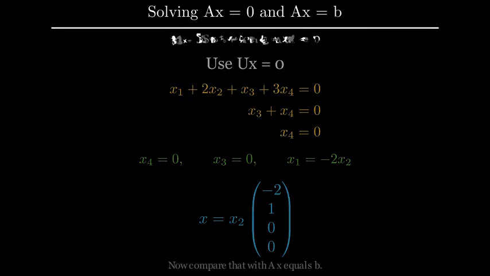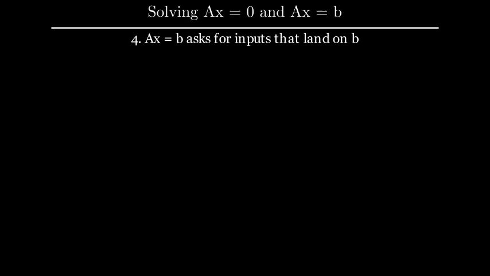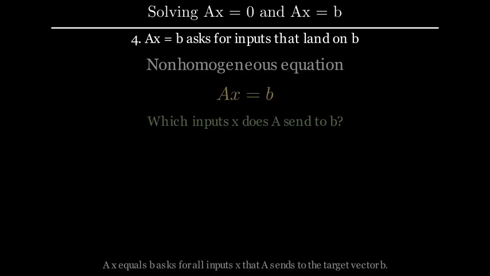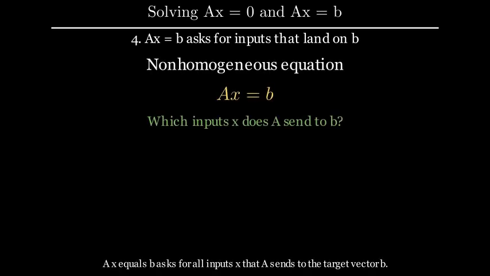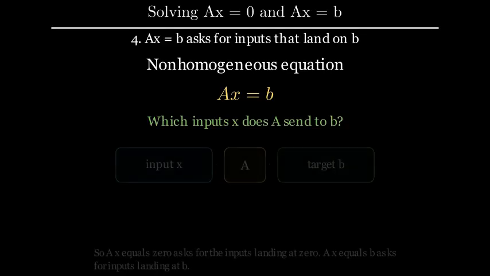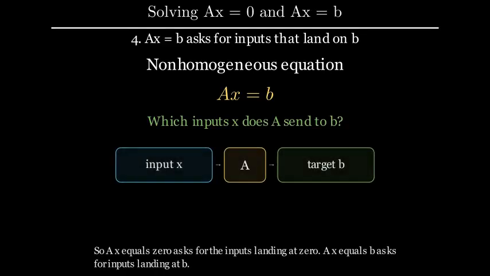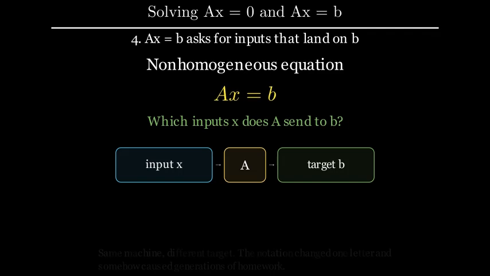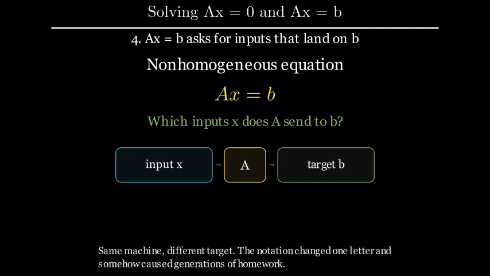Now compare that with AX equals B. AX equals B asks for all inputs x that A sends to the target vector B. So AX equals 0 asks for the inputs landing at 0. AX equals B asks for inputs landing at B. Same machine, different target. The notation changed one letter and somehow caused generations of homework.